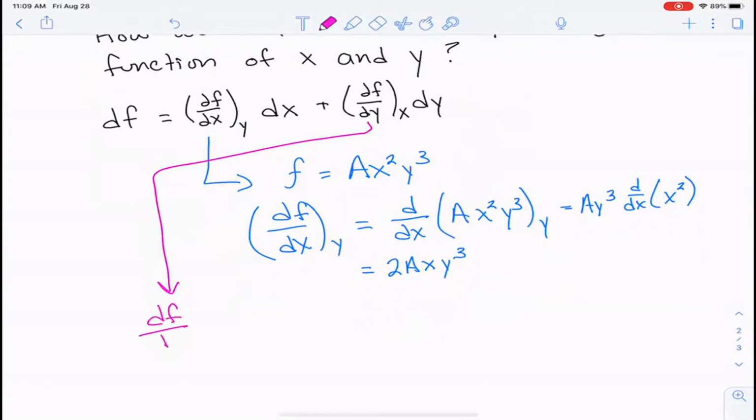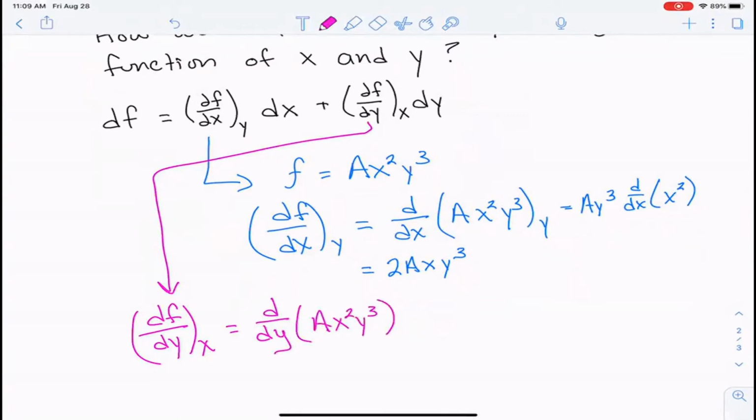So df/dy at constant x equals d/dy of ax squared times y cubed at constant x. And we're going to be able to do the exact same thing here because x now is equal to a constant, and of course so is a. So we have ax squared times d/dy of y cubed, which is of course 3y squared. So that derivative, df/dy at constant x, is 3ax squared y squared.